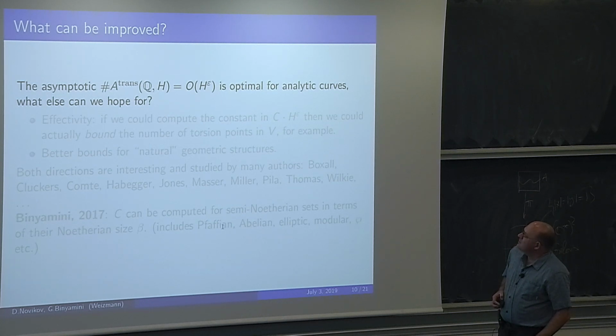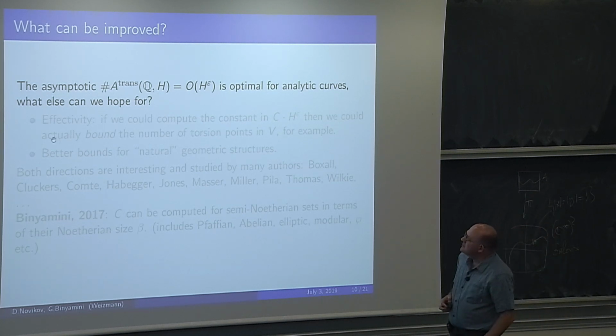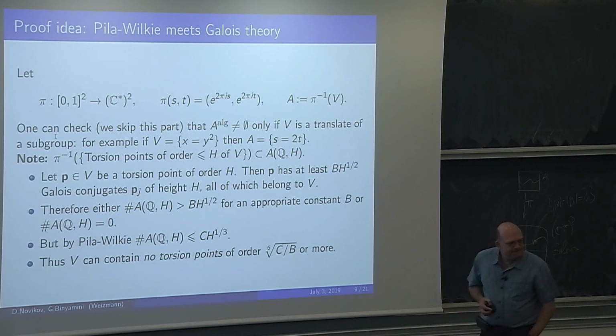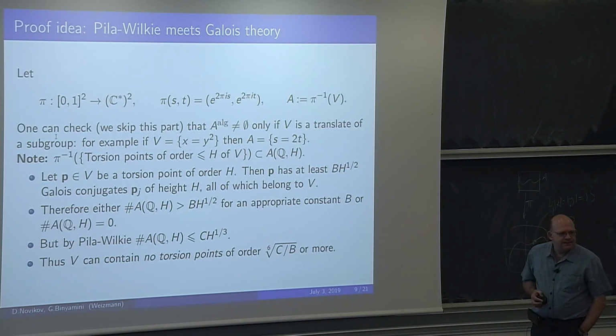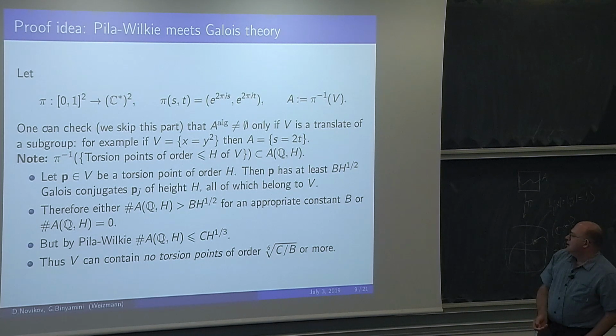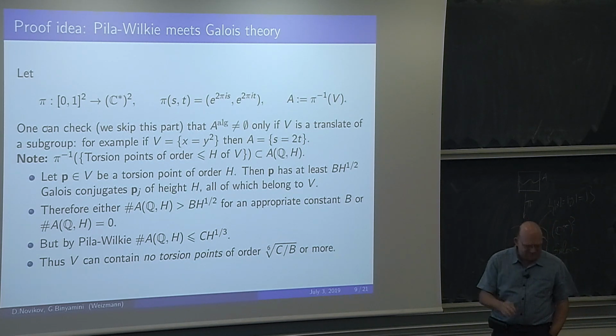So, what can be improved? How are the Galois conjugates? How do we guarantee that they are skewing the Galois? V is defined.